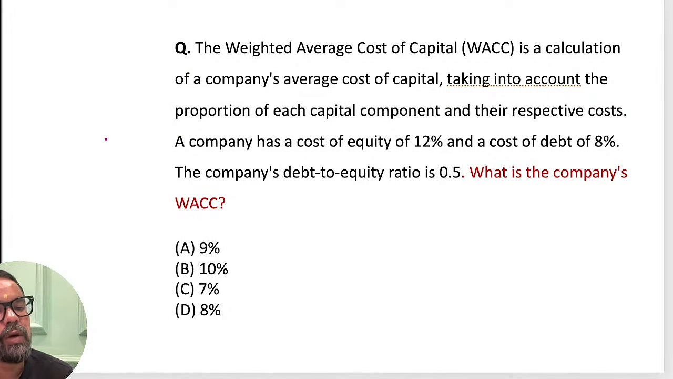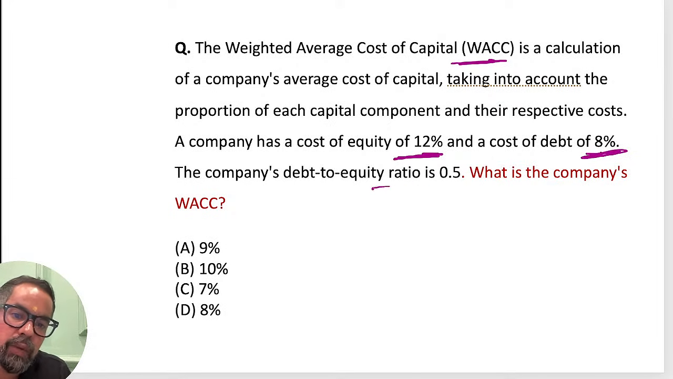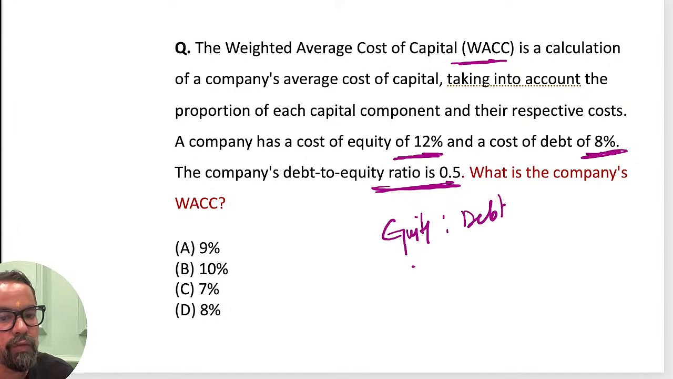So what will be your correct answer for this one? So a company, their cost of equity is 12%. Cost of debt is this. Debt to equity ratio is 0.5. Means when it comes to the structure, equity is to debt is equal to 50-50, right?